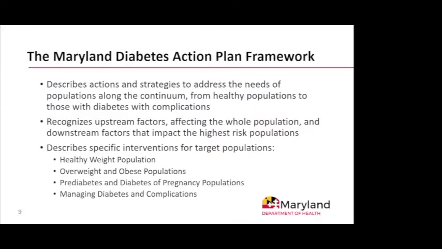So the framework in the plan talks about actions and strategies that address the needs of populations across the continuum, from healthy populations all the way over to people with diabetes with challenges controlling their blood sugar, complications due to the illness. It recognizes upstream factors affecting the whole population and downstream factors that impact the highest risk populations. And then again, it lists the target populations: healthy weight, overweight and obese, pre-diabetes and diabetes of pregnancy, and managing diabetes and its complications.